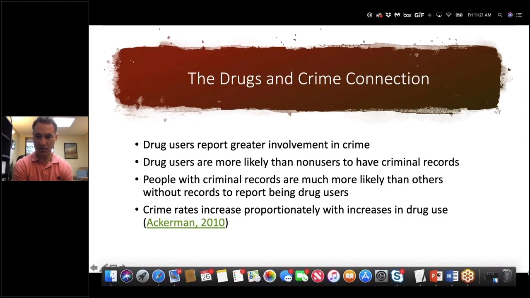Battery charges in bars, disorderly conduct and disrupting the peace, criminal mischief, an awful lot of crime. The Florida Department of Law Enforcement, for example, once estimated that roughly 80% of the crime in the state of Florida was in some way substance related. So there's quite a strong connection, and that's part of why we deal so much with this in the forensic arena.